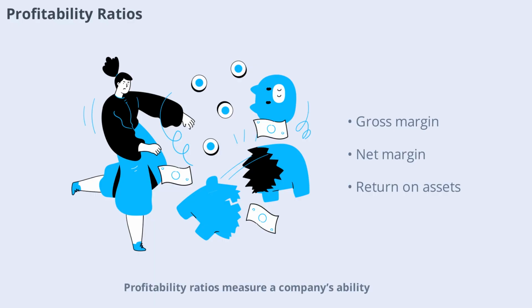Profitability ratios measure a company's ability to generate profit relative to sales, assets, or equity. Common ratios include gross margin, net margin, and return on assets. These ratios help stakeholders assess how efficiently a company turns revenue into profit. By analyzing profitability ratios, investors and managers can identify trends, benchmark against competitors, and make strategic decisions. High profitability indicates strong performance, while low ratios may signal issues that need attention.